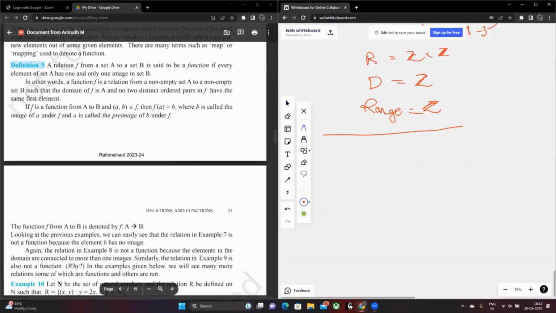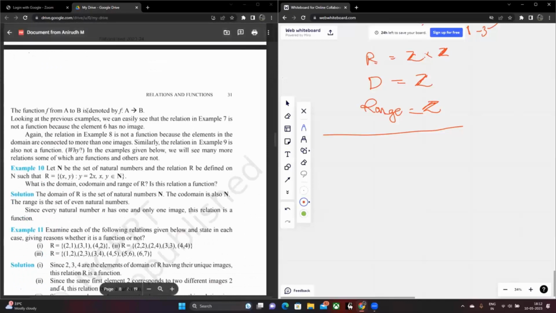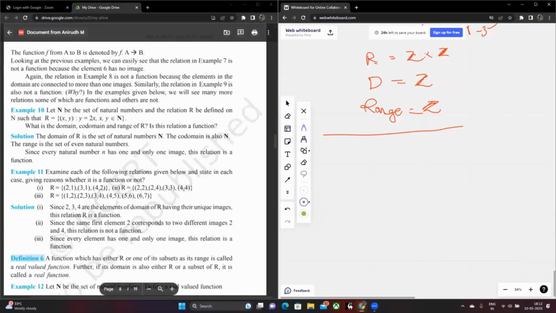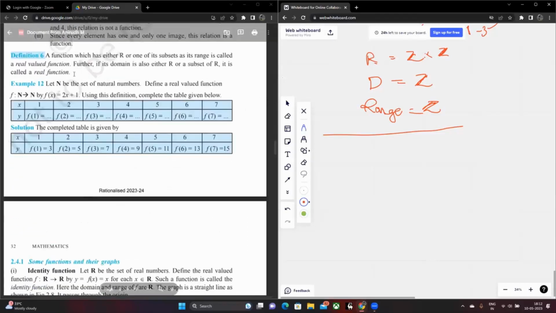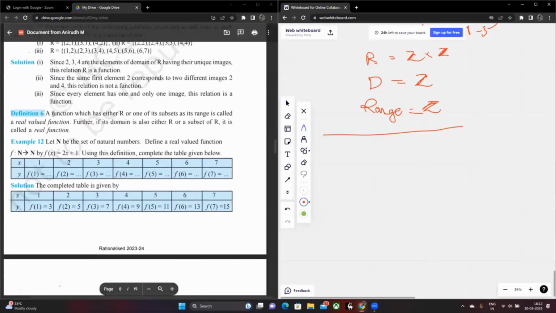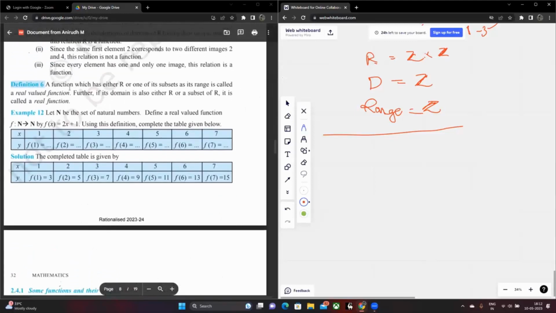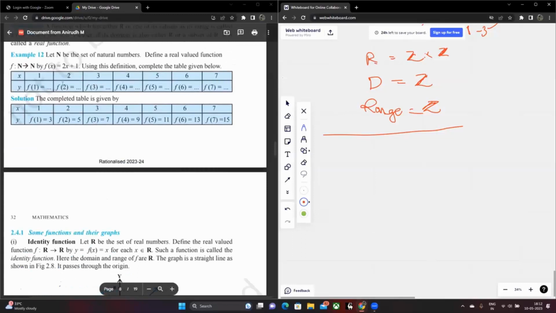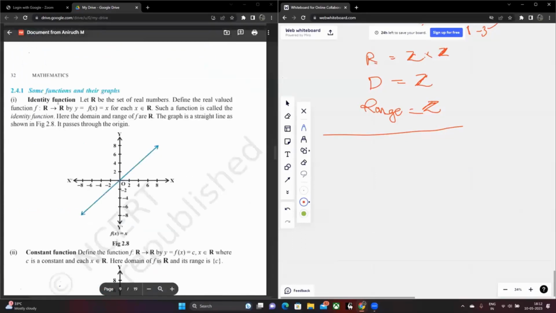These are special terms which you should not forget because they'll be used elsewhere also. A function is denoted by F from A to B as you denote a relation, because a function is a specialized relation. That is basically the only speciality of a function. A function which has either the reals or one of its subsets as its range is called a real valued function. A real valued function is going to have a range that belongs to the set of real numbers.